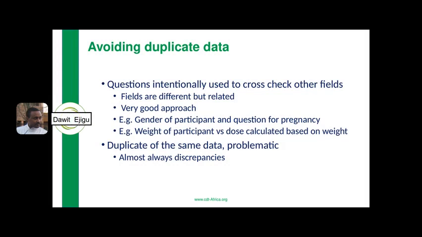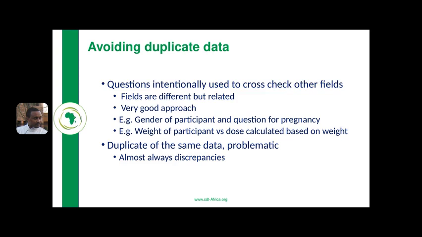In the previous slide, we have seen that collection of duplicate data may result in problems, and this almost always results in discrepancies. But there are instances where we use questions which are very much related just to cross-check the quality of the data. In this case, the fields are a bit different, but they are very much related, and this is a very good approach of ensuring the data quality.